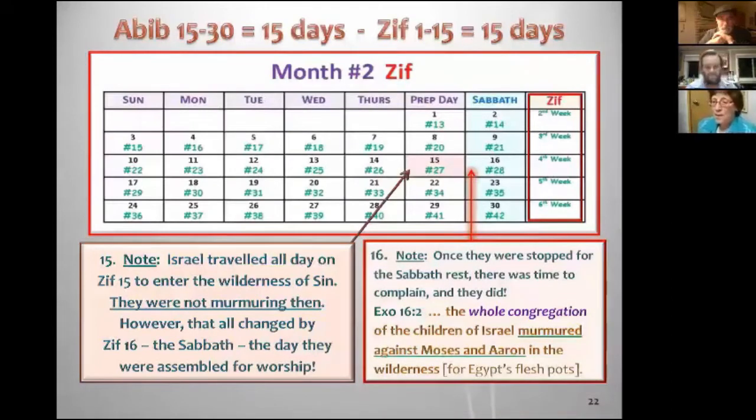They were stopped for their Sabbath rest, and there was time to complain, and that's exactly what they did. While they're moving, they were not going to get Moses' attention for anything. And remember, there's 2 million of them. And in Exodus 16:2, it says, the whole congregation of the children of Israel murmured against Moses and Aaron in the wilderness. And this is for the Egypt's flesh pots. Do you notice it says that the congregation of the children of Israel? It doesn't say anything about the Egyptians.